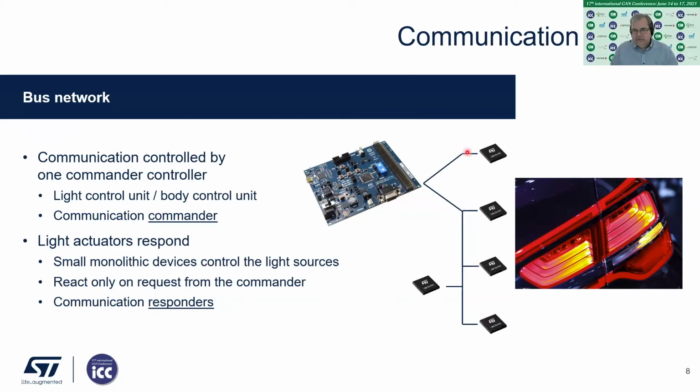And then you can see we have here a bus network. So no daisy chain, no point-to-point, nothing like that. It's a bus network because a bus network offers several advantages. First of all, for a car architect, it is very flexible.